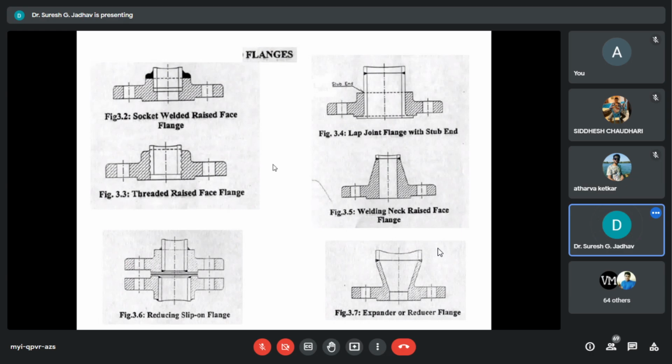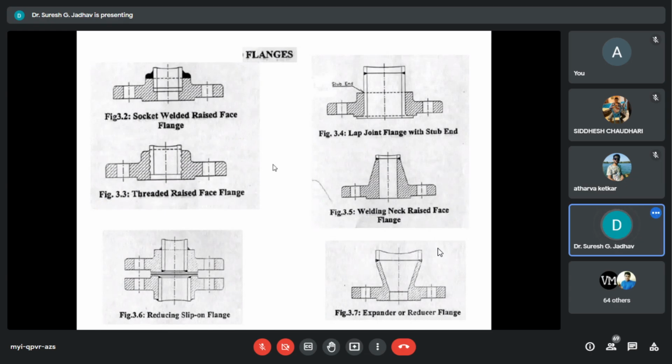Now, next one is integral flanges, which are cast along with piping components or equipment. The thickness of integral cast flanges and welded-on flanges differ in certain sizes.